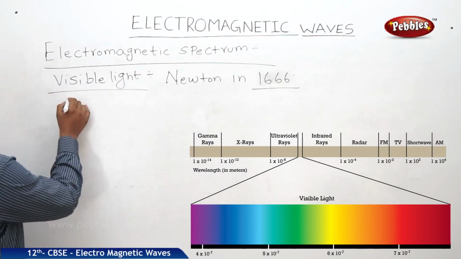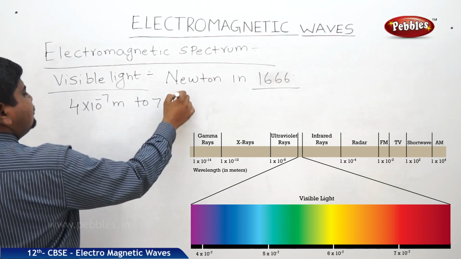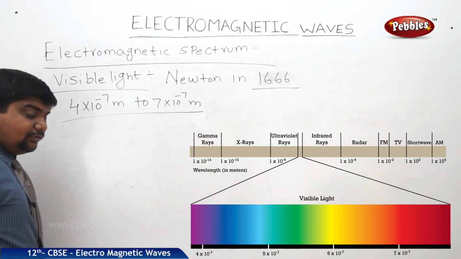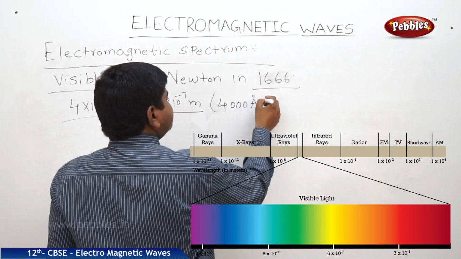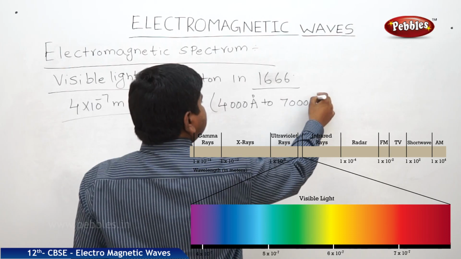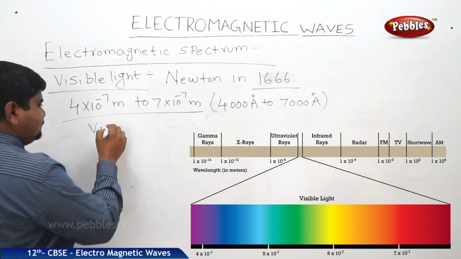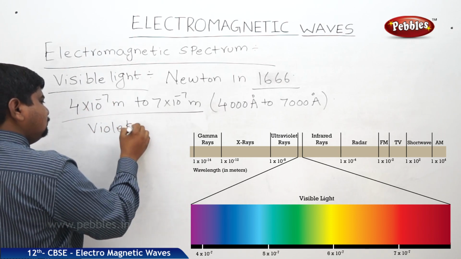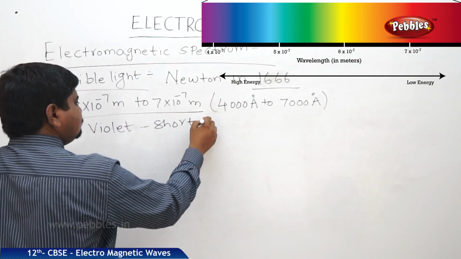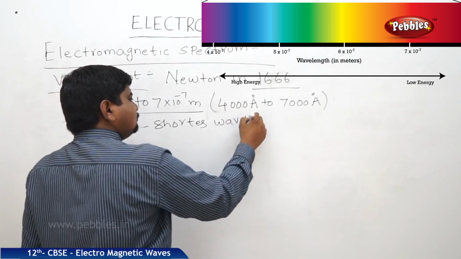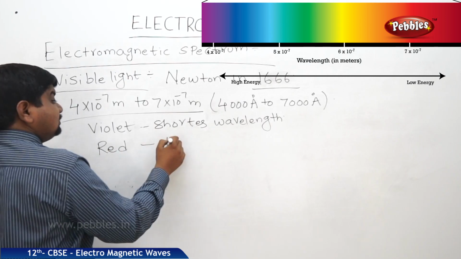The wavelength range of visible light is 4 into 10 to the power of minus 7 meters to 7 into 10 to the power of minus 7 meters, or 4000 angstroms to 7000 angstroms. In visible light, violet has the shortest wavelength, as well as red color has the longest wavelength.